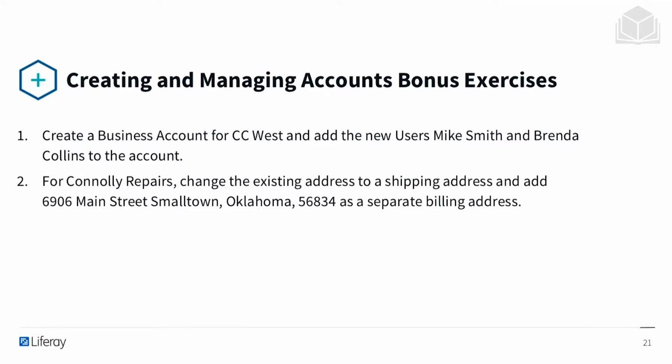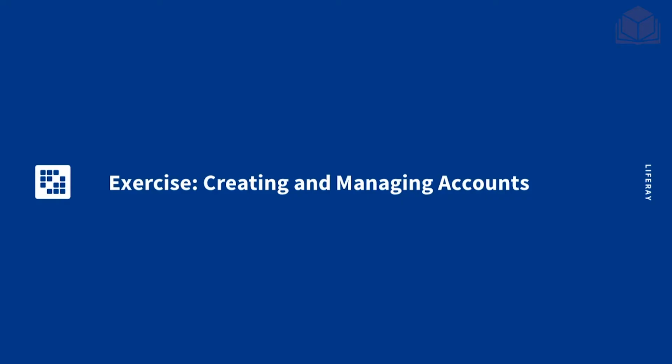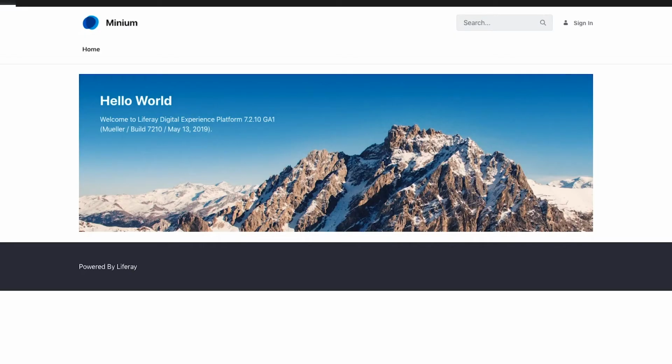There are some bonus exercises for this. Create a business account for CC West and add the new users Mike Smith and Brenda Collins to the account. For Connolly Repairs, change the existing address to a shipping address and add 6906 Main Street, Smalltown, Oklahoma as a separate billing address. Okay, so let's jump into this exercise, creating and managing accounts.